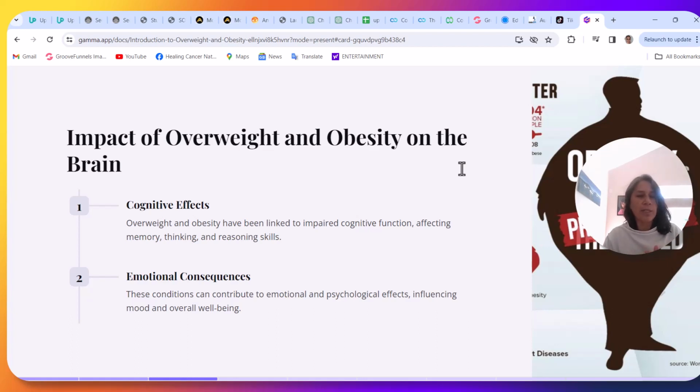Cognitive effects of overweight and obesity have been linked to impaired cognitive function affecting memory, thinking, and reasoning skills. Emotional consequences. These conditions can contribute to emotional and psychological effects influencing mood and overall well-being. One of the things that I notice is that many people with overweight and obesity suffer from bullying and comments, and their self-esteem goes down because of what people say. Sometimes people don't even mean to be mean, but they make comments, and the people struggling with overweight and obesity know it, but they are struggling to lose weight.